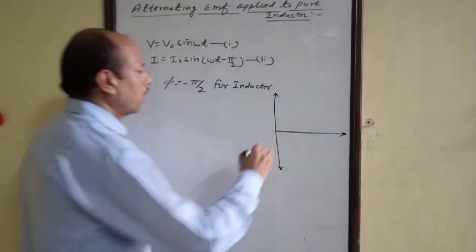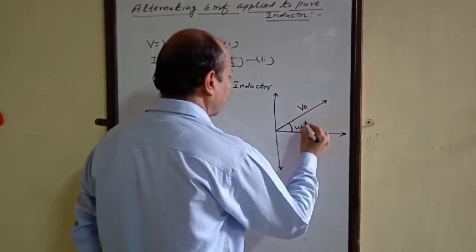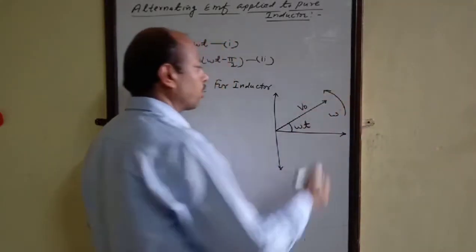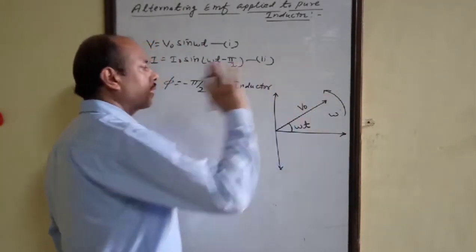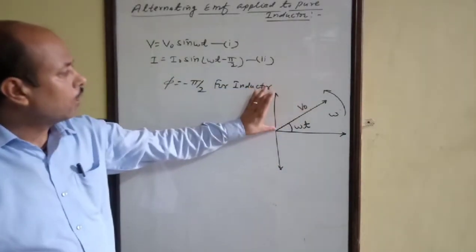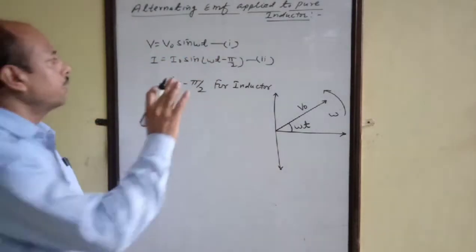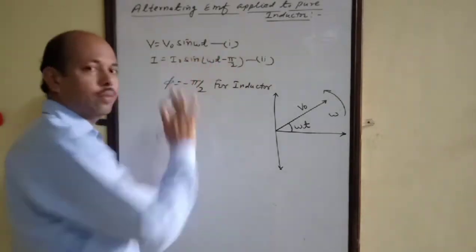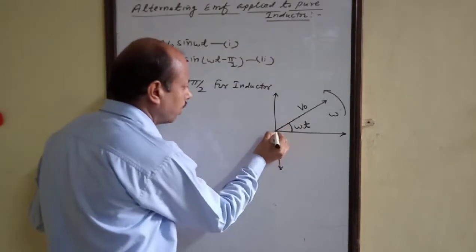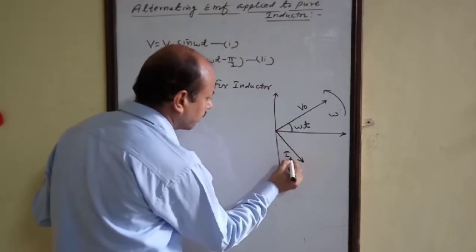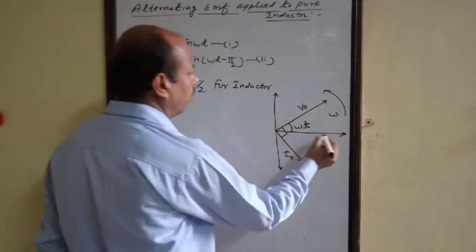diagram for this, let us suppose this is the phasor for voltage V naught. Here it is omega t. Omega is the angular velocity of rotation, t is the time. Then the projection of V naught on this axis, or we can say the component of V naught along this axis, will be V naught sin omega t, and that we have represented. But in this case, current lags behind the EMF by pi by 2. Therefore, the phasor for current will be like this, and this angle will be 90 degrees. So this is the phasor diagram for voltage and current.